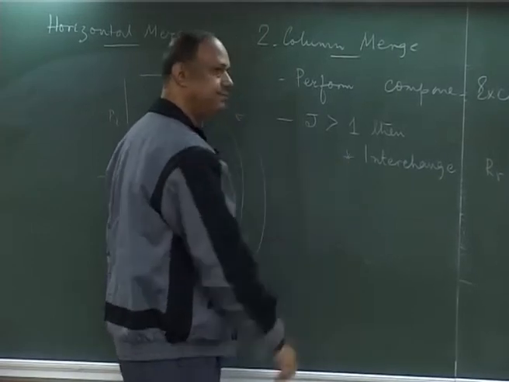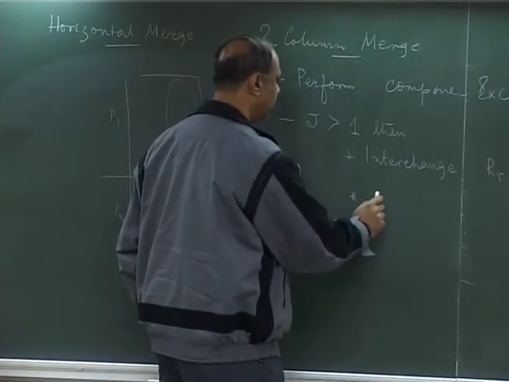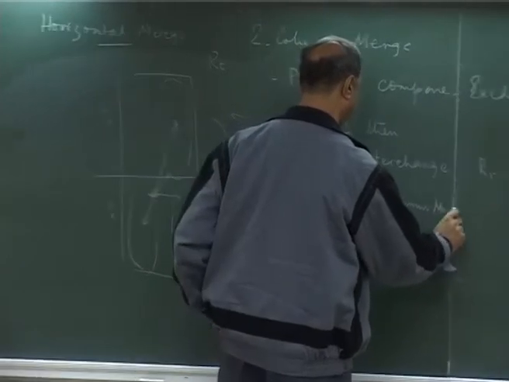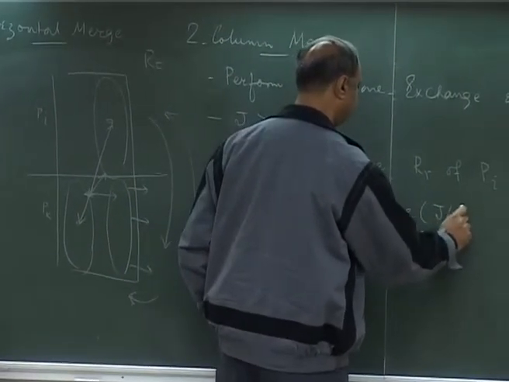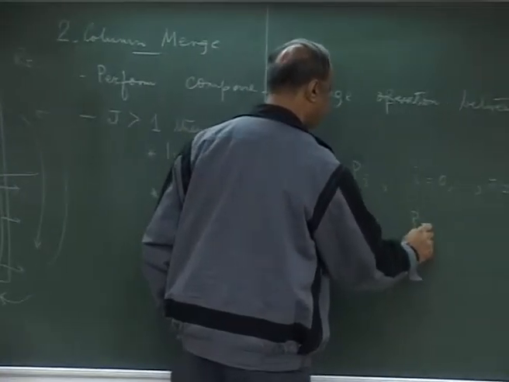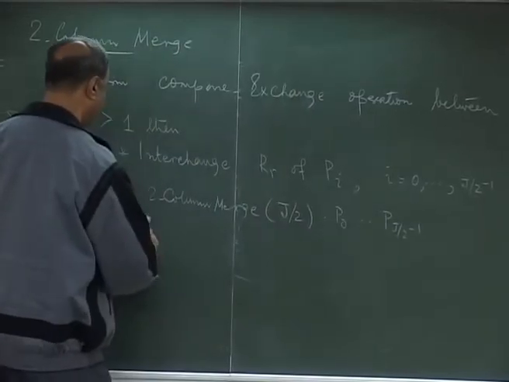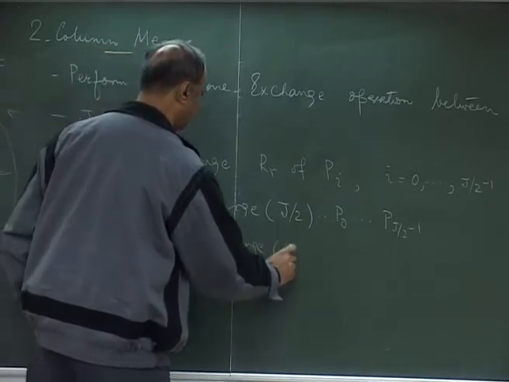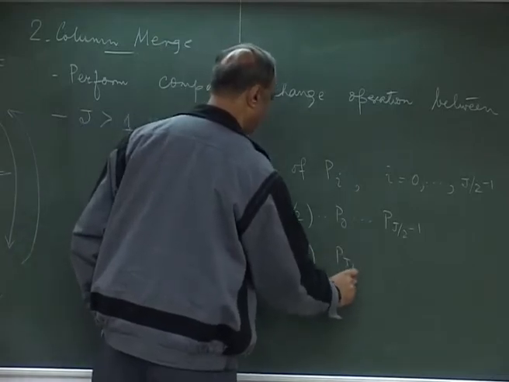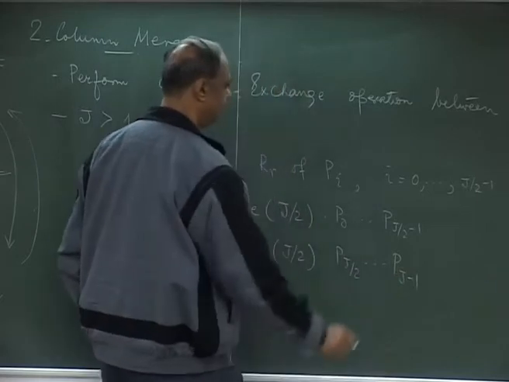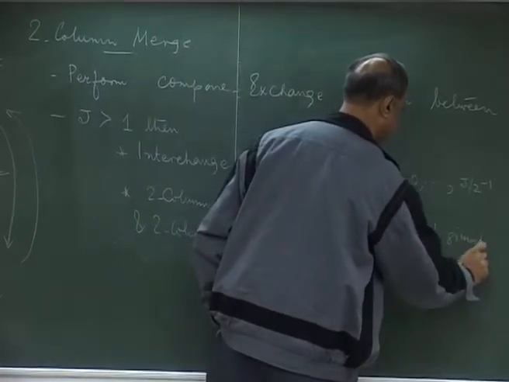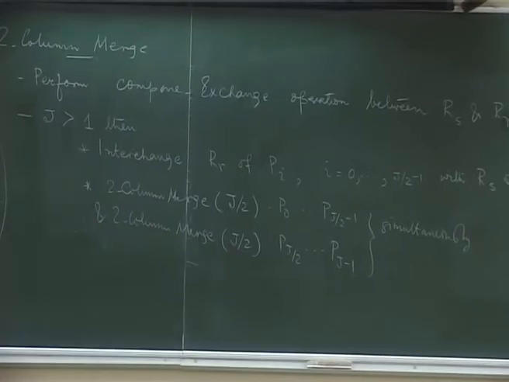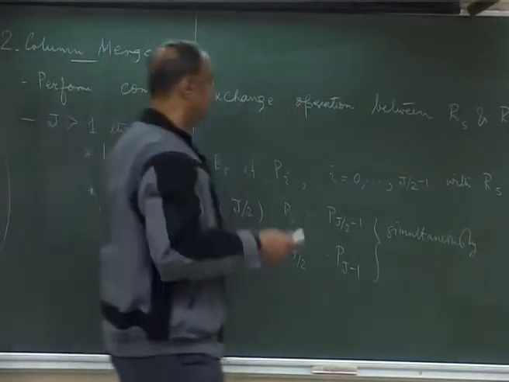So this is the step, and then finally you move these elements again. Now, after interchanging, you will be doing two column merge of J by 2, which J? P0 to PJ by 2 minus 1, and two column merge of J by 2, PJ by 2 to PJ minus 1 simultaneously. Right? Both of them can be done in parallel. Agreed? Now, if it is the case, then what is the time complexity?